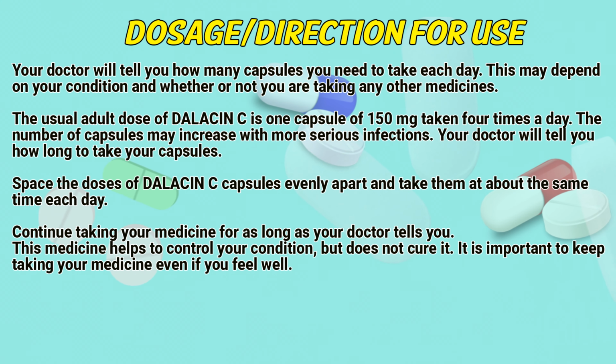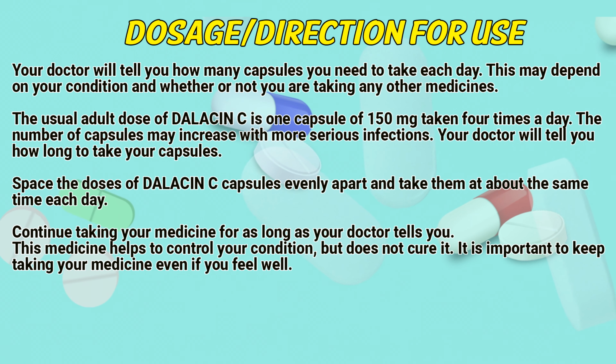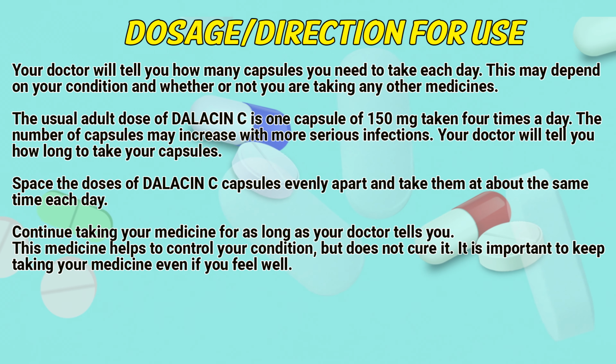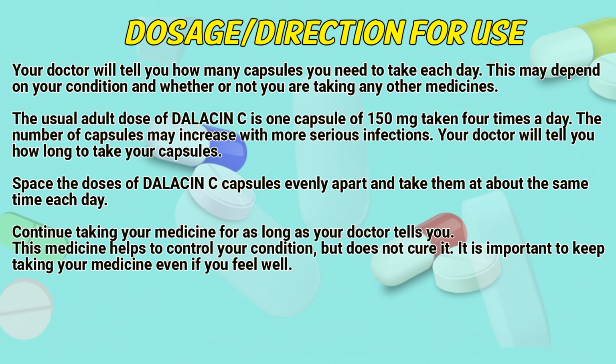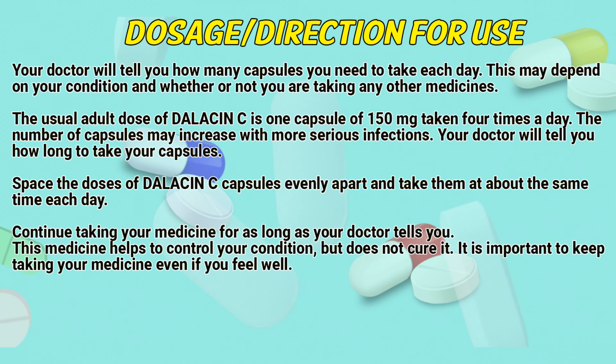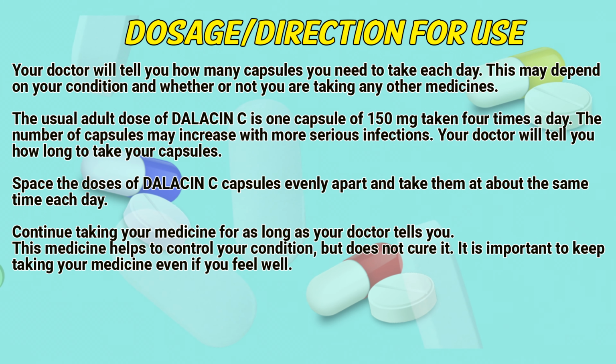How to use. Your doctor will tell you how many capsules you need to take each day. This may depend on your condition and whether or not you are taking any other medicines. The usual adult dose of Dalacin C is 1 capsule of 150 mg taken 4 times a day. The number of capsules may increase with more serious infections. Your doctor will tell you how long to take your capsules.